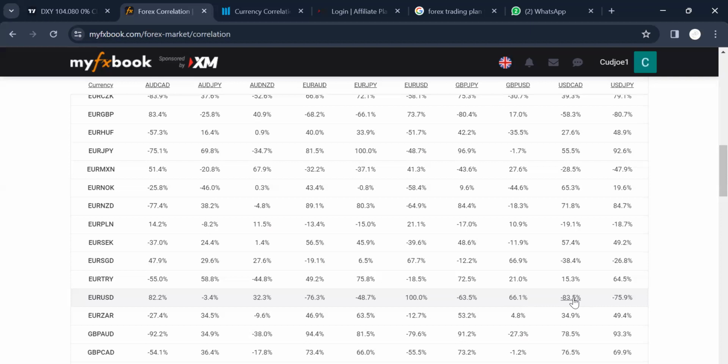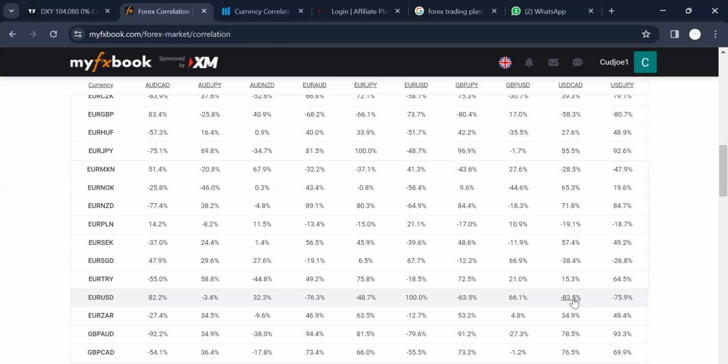Now, let me tell you, the fact that it's a negative doesn't mean it's a bad thing. A negative number in mathematics doesn't mean anything bad. It's just a calculation. It's based on how you use it. So now we have AUD USD mapping up to USD CAD. I see negative 83.5%. So it's a good thing for me if I want to trade USD CAD.